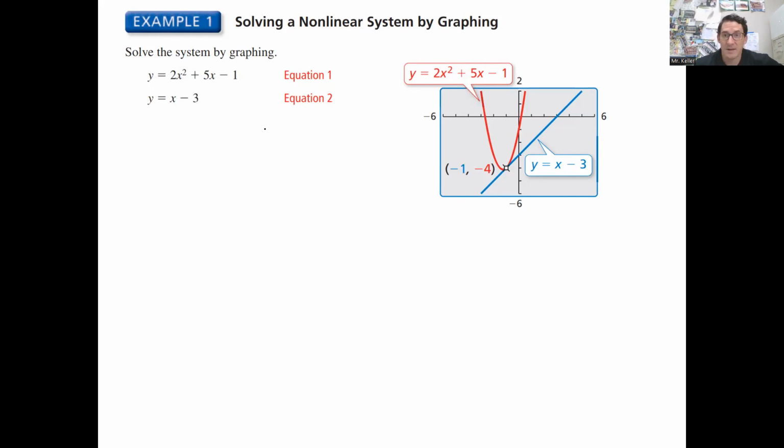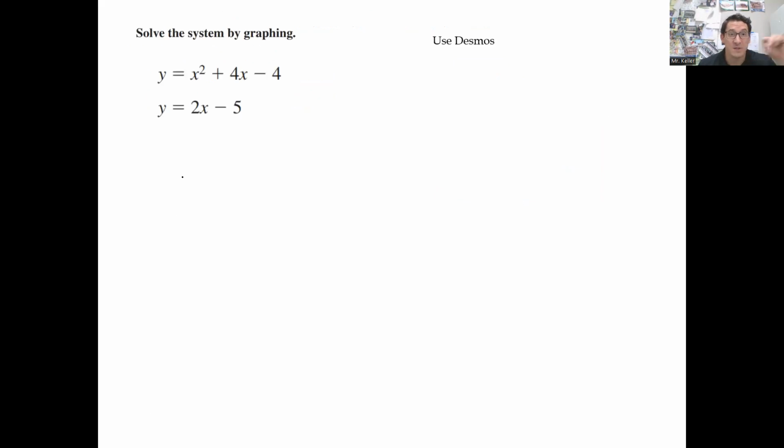So here in red, we have 2x squared plus 5x minus 1. That is the quadratic, that parabola here. Then we have in blue y equals x minus 3. And they intersect here at the point -1, -4. If you're doing it by hand, that's just going to be long and tedious. We don't want to do that. So let's do an equation here. x squared plus 4x minus 4.